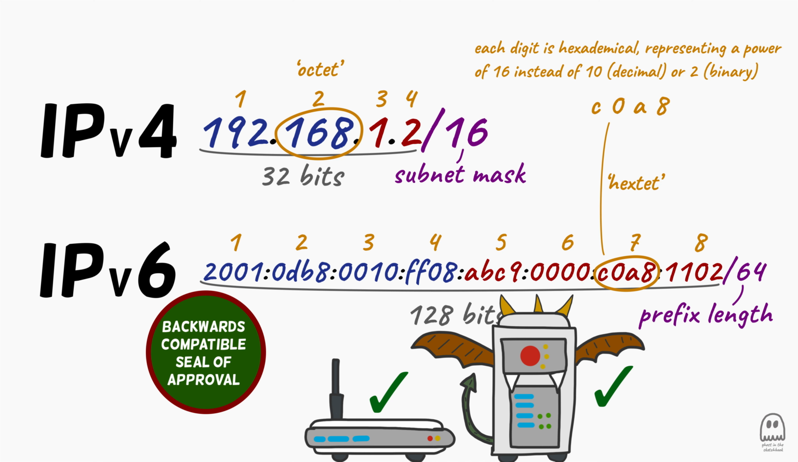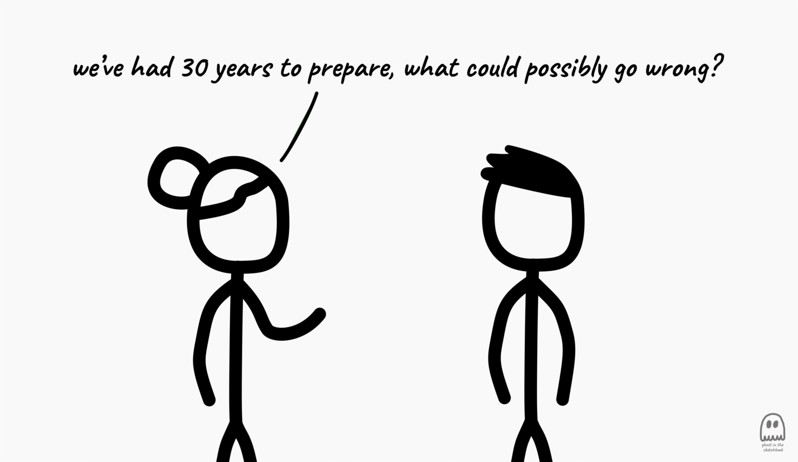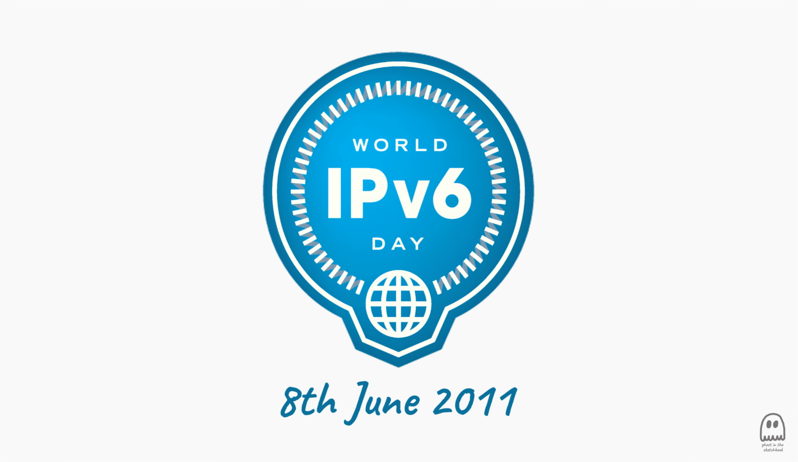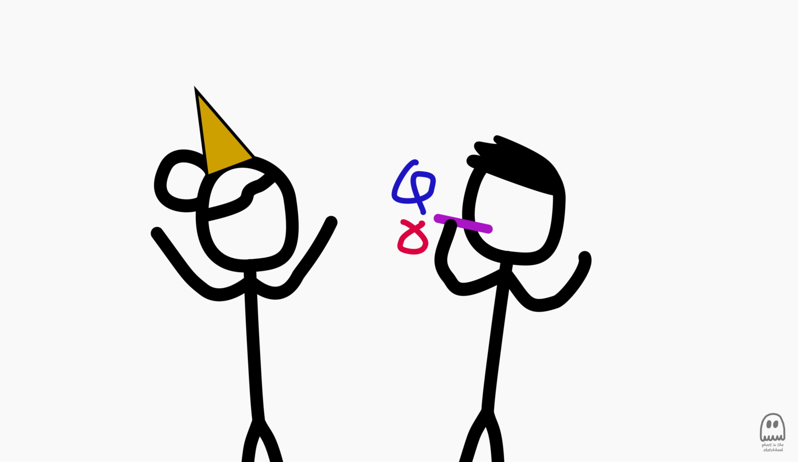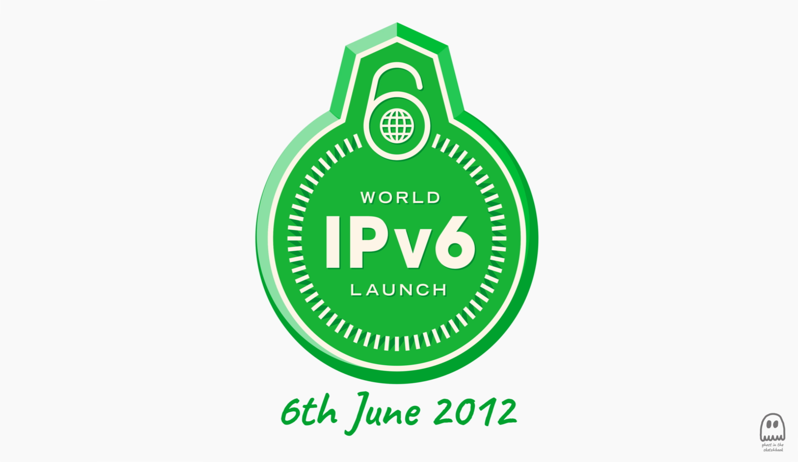In theory at least. This was put to the test 5 months after IANA ran out of IP version 4 addresses. On the 8th of June 2011, the Internet Society hosted World IP version 6 Day, where 400 of the world's most prominent internet and technology companies set their equipment to only use IP version 6 for the day. Fortunately, it was a success, so much so that a year on, World IP6 Launch Day took place, where IP6 was enabled alongside version 4 for good.